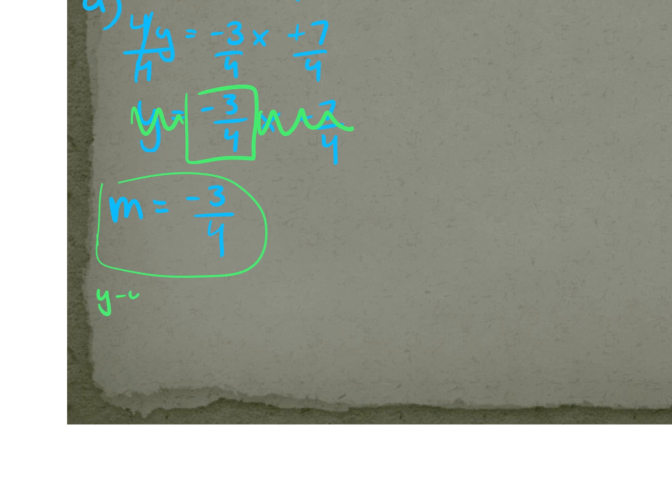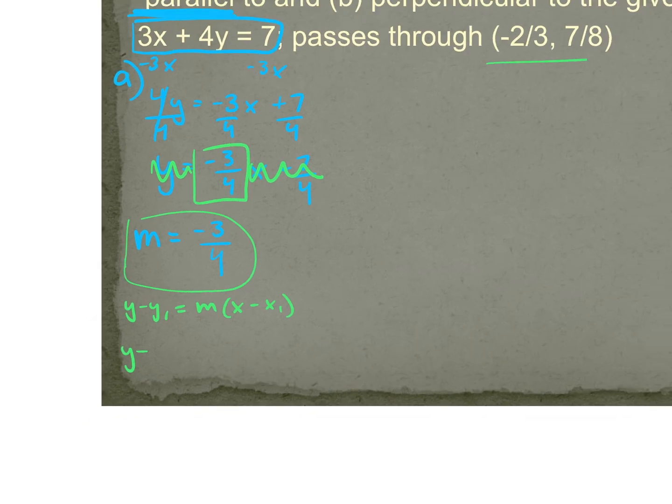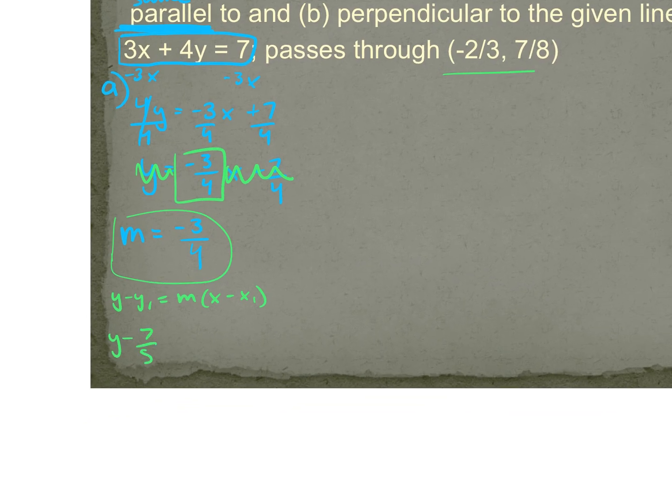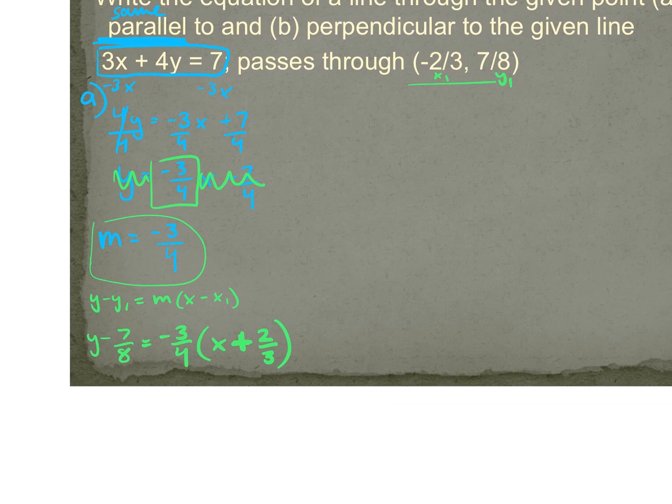So y minus y1 is equal to m times x minus x1. So y minus our y is 7/8 is equal to, our slope is -3/4, x minus -2/3. So that turns into a plus 2/3. So this is an equation of a line. This answers the question. This would be a correct answer.